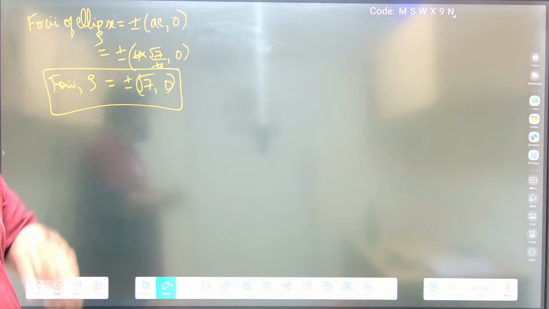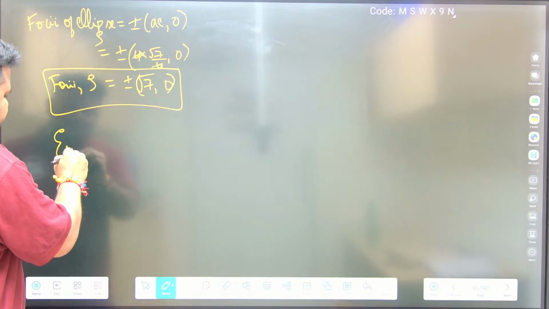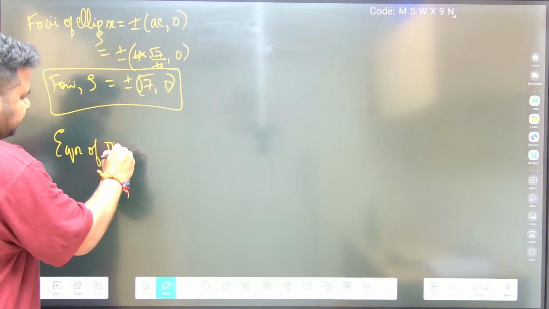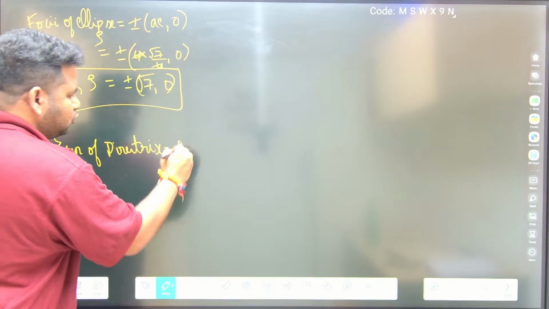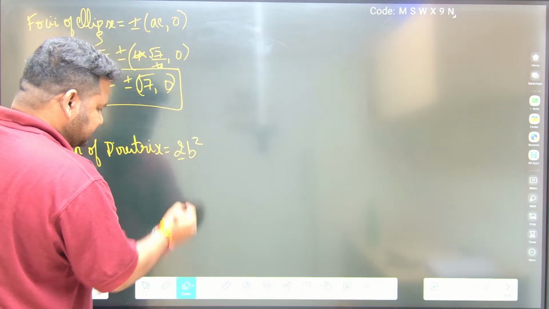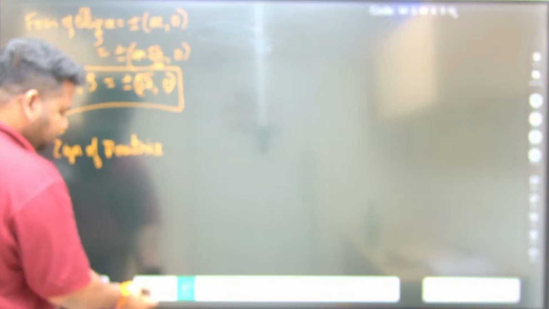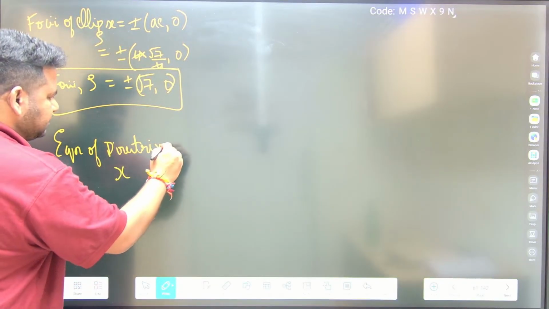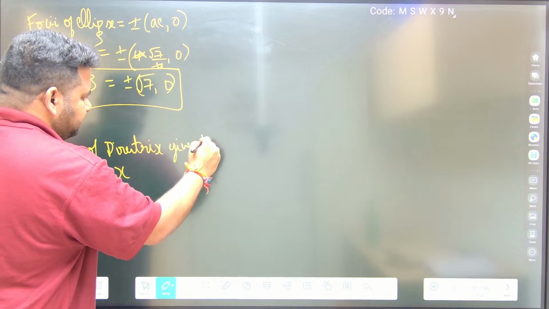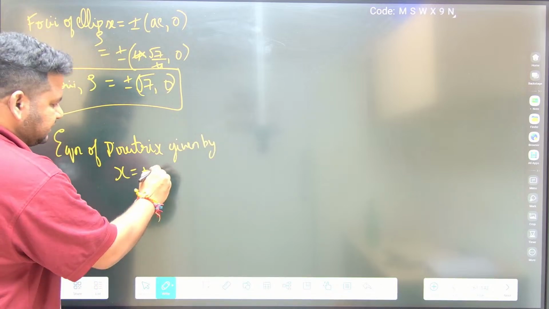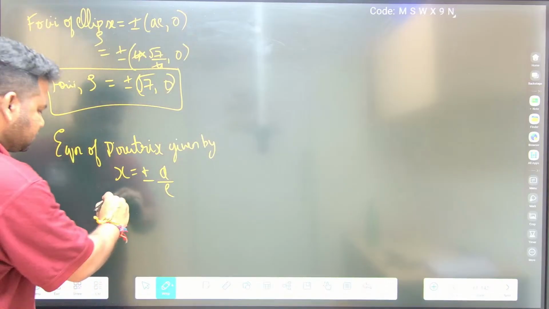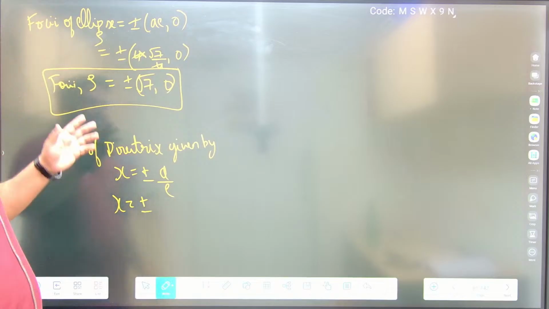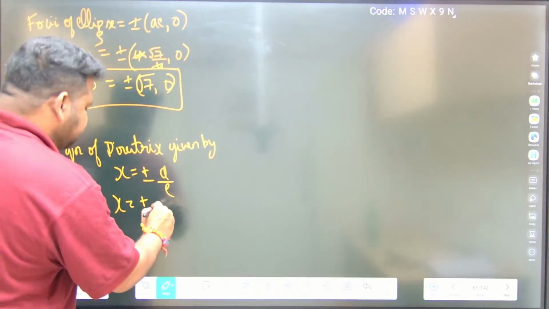Now if I talk about the directrix of an ellipse, the equation of directrix is given by, sorry, 2b square by a is the latus rectum value. So the equation of directrix is given by x is equal to plus or minus, here it is not a into e, it is a by e. So x is equal to plus or minus, a value is 4.